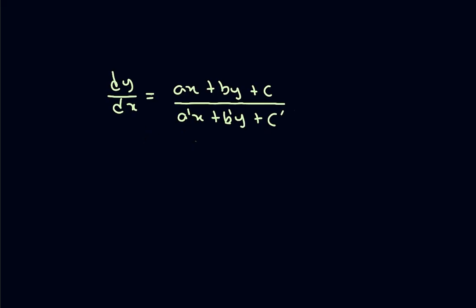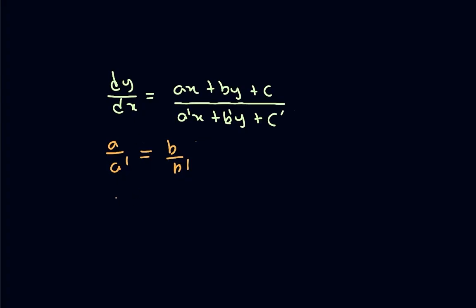To do that, first you have to compare the ratio of the coefficients between x and y. That means you have to compare these two ratios. You have to check whether this is equal or not. Depending on whether this is equal or not, you have to follow a different method. So let's first consider the scenario where this is equal. That means the ratio of the coefficients between x and y is equal.